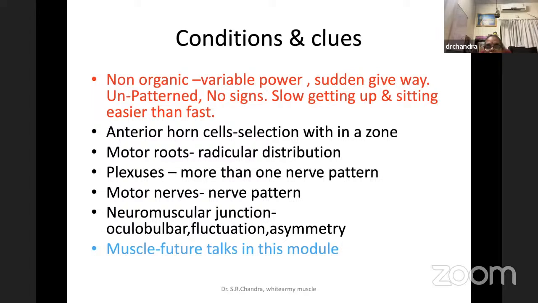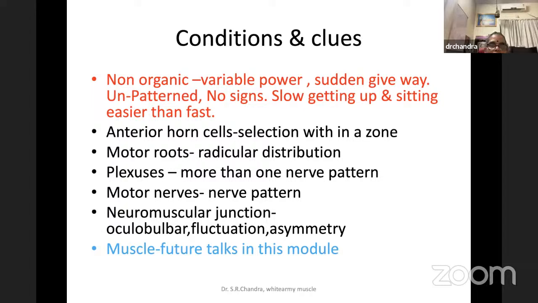So getting up and sitting slowly is a finer movement than a coarse movement of sitting quickly and getting up. A person with an organic disease will find it easier to quickly sit and quickly get up using trick movements, whereas slow sitting and slow getting up is difficult. It becomes reverse in non-organic conditions. So these are grossly the clues when somebody presents with a non-organic motor system problem.